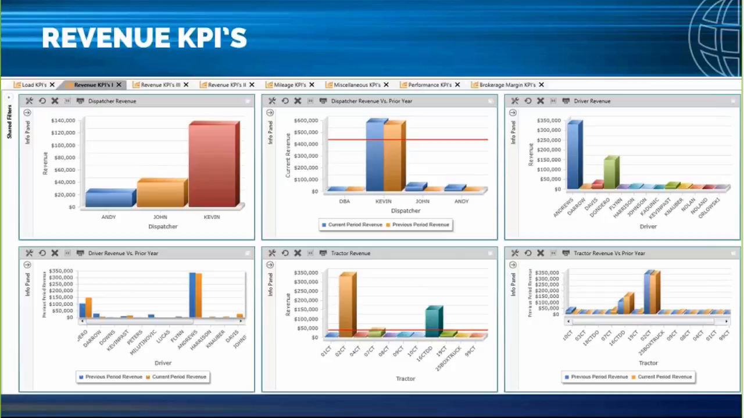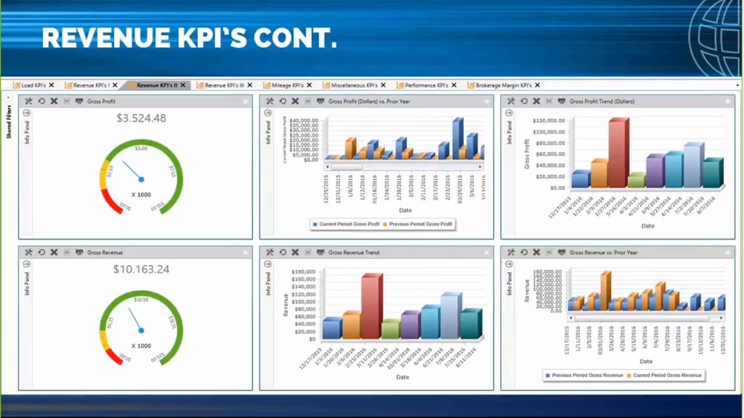On the bottom row, we can see driver revenue versus the prior year. We can see tractor revenue, and you can include or exclude tractors that you want when you're building that KPI. Once again, we've got a goal line there. We can see ones that are at or above or below the goal line. And then tractor revenue versus the prior year as well.